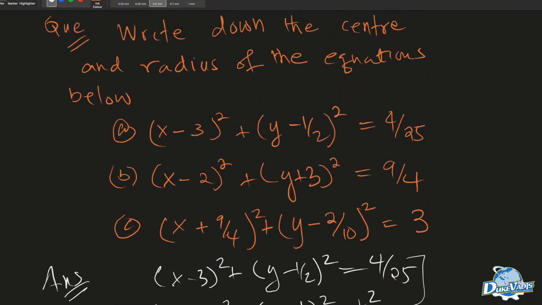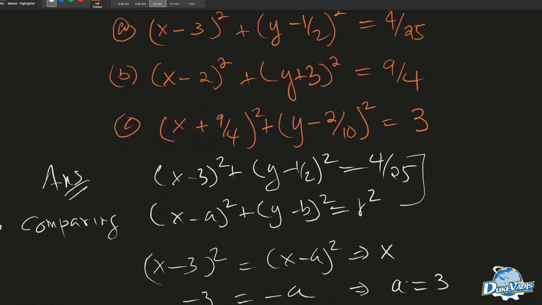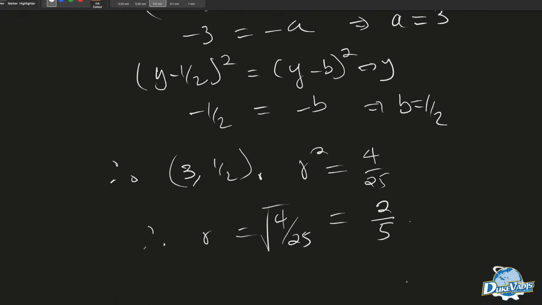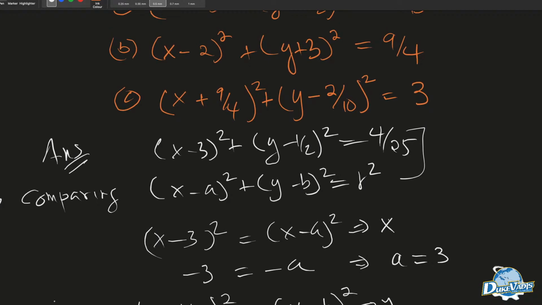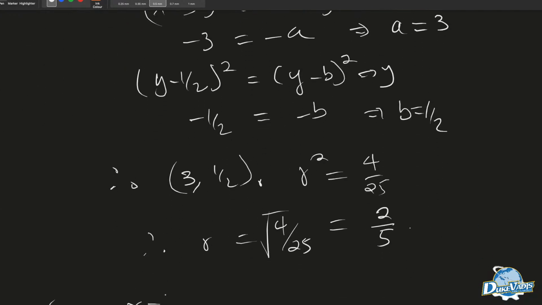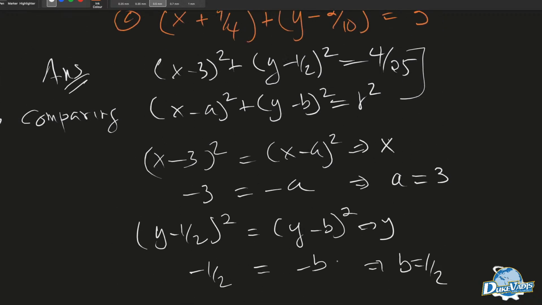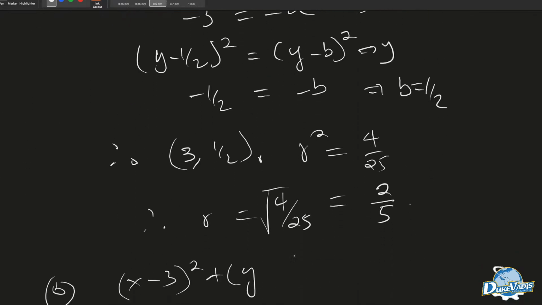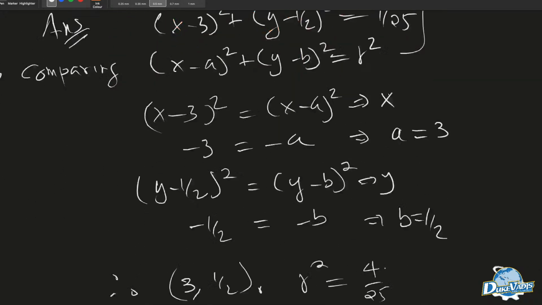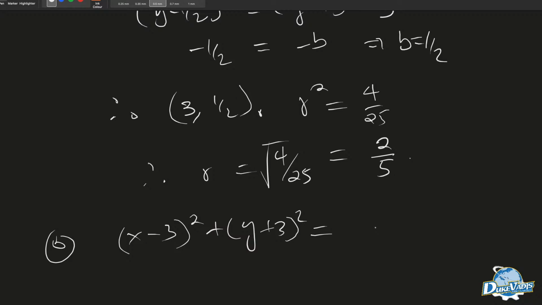Now let's tackle the second one, that's B. That's x minus 2 squared plus y plus 3 squared equals 9 over 4. The same way, friends, it's not difficult.